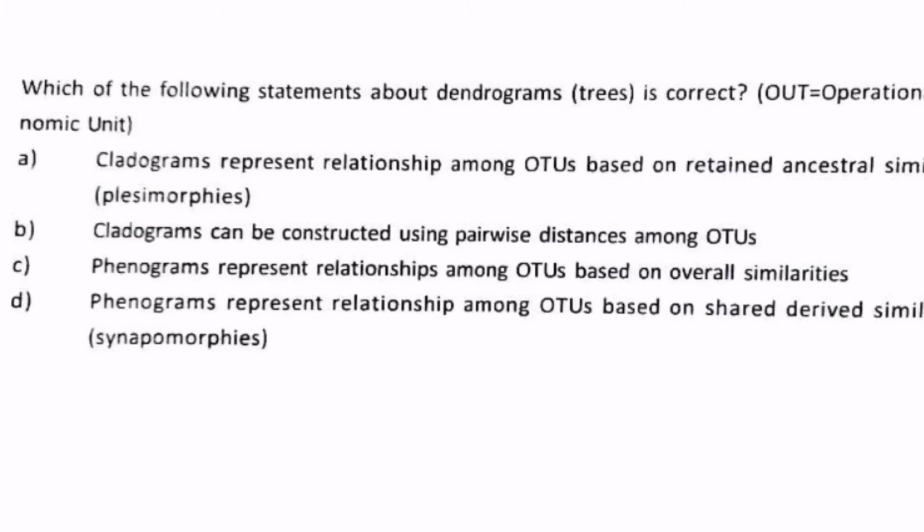Phenograms represent relationships among OTUs based on overall similarities is correct because a phenogram based on phenetic classification is dependent on the overall similarities, including their morphological characters, their genetical characters, their evolutionary characters, all considered.